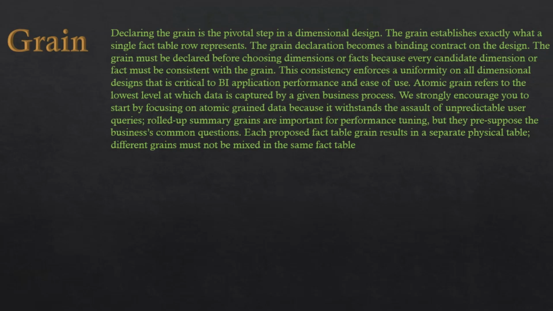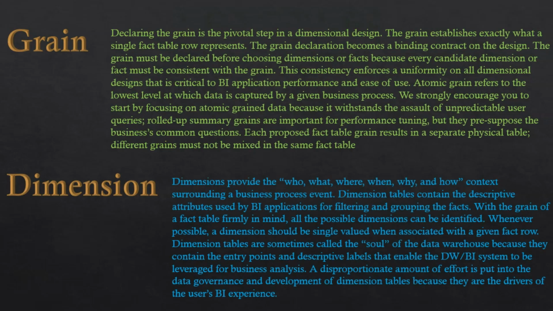So friends, what is a grain? A grain is basically the lowest level that we can see in a fact table. And what is a fact table? And what is a dimension table? There are two main tables in any data warehouse system, a fact table and a dimension table. What is a dimension table?